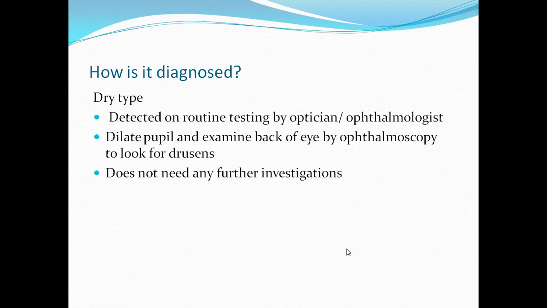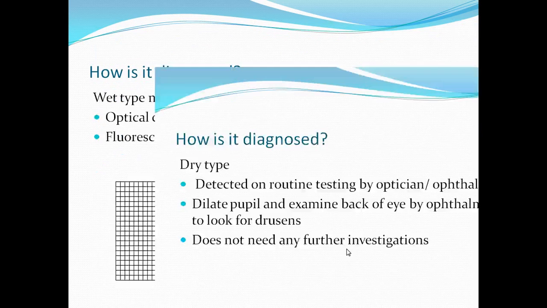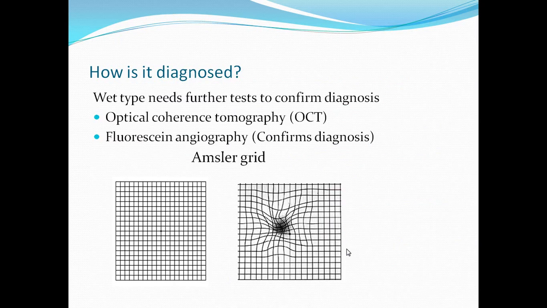How do we diagnose AMD? The dry type is detected on routine examination by the optician or by the ophthalmologist. It needs a dilated fundus examination to look for drusen. It does not need any further investigations nor any treatment. The wet type needs further tests to confirm the diagnosis because the treatment is in the form of injections into the eye. The diagnosis is confirmed by doing the fluorescein angiography, which is basically a dye test.